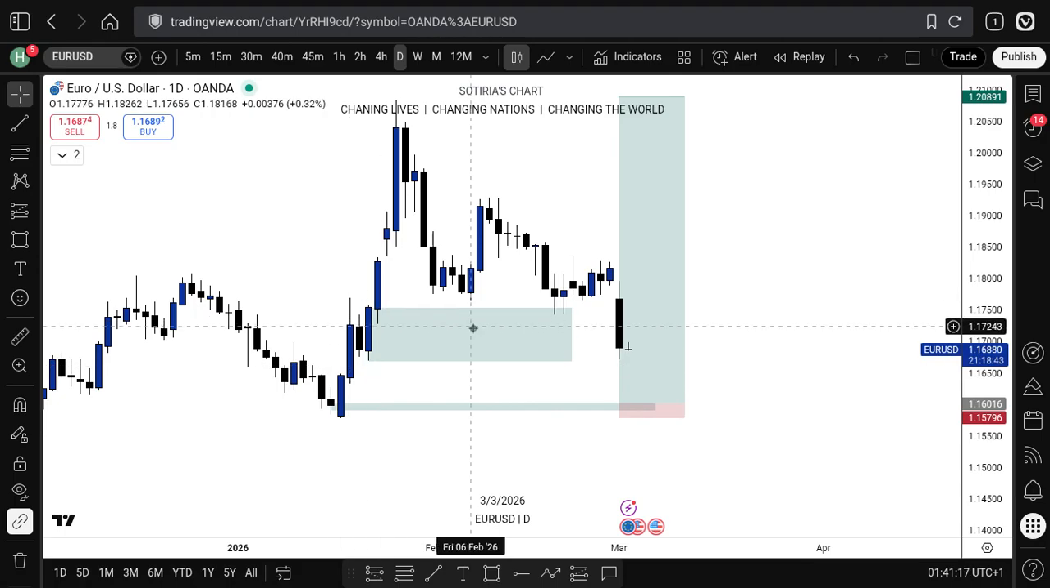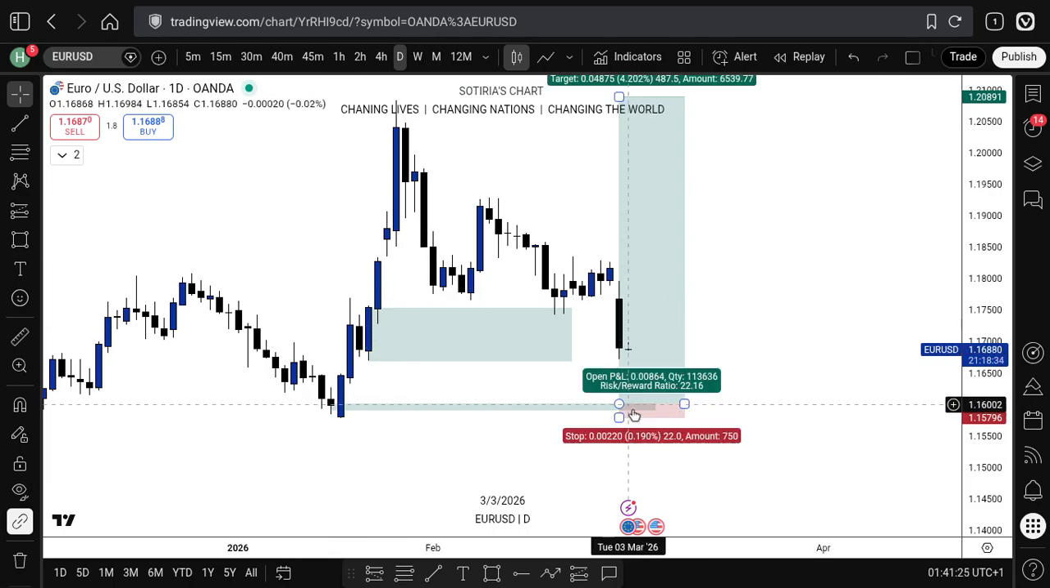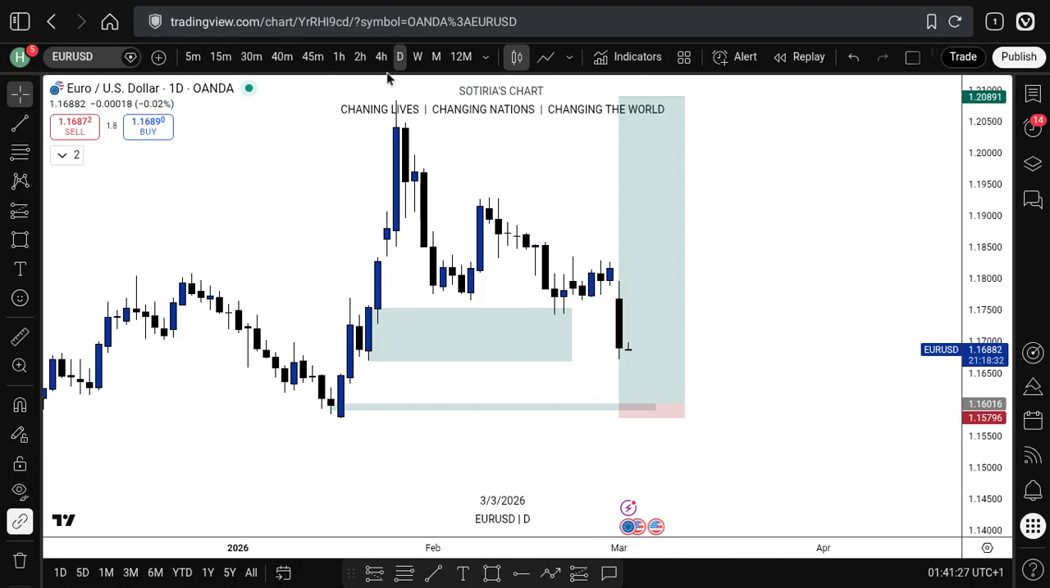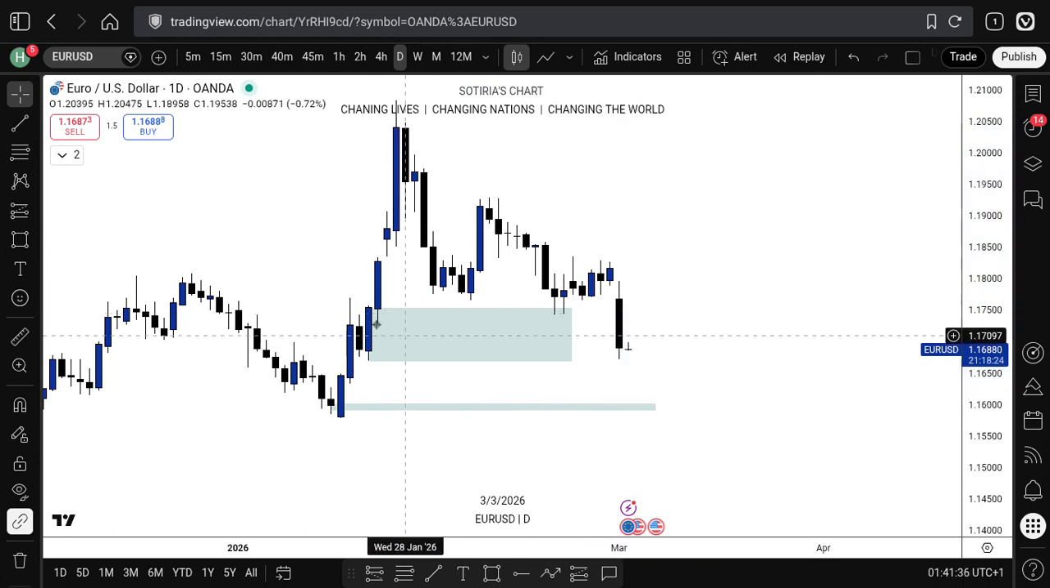I have this OB here. I have this one below. So if price takes out this level, I have this and I even have an entry already. We're ready to go on Euro USD. So this is the entry I already have ready to go on Euro USD.